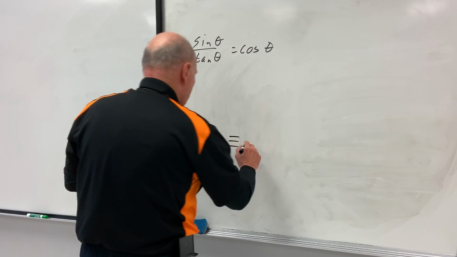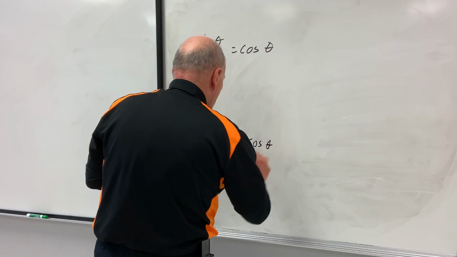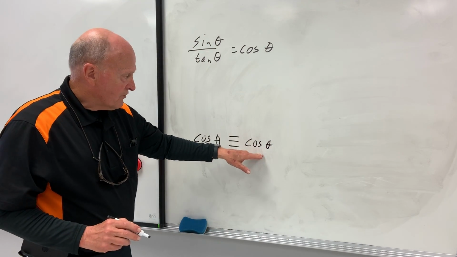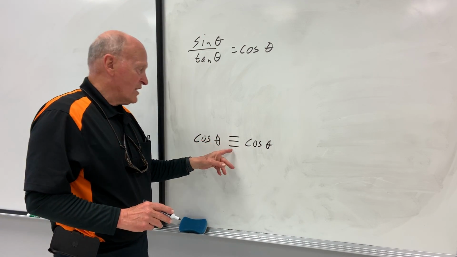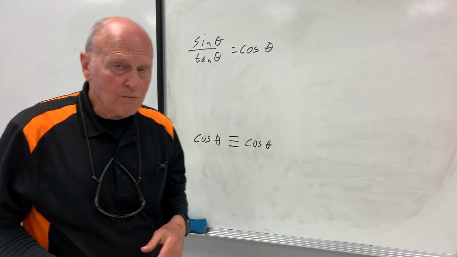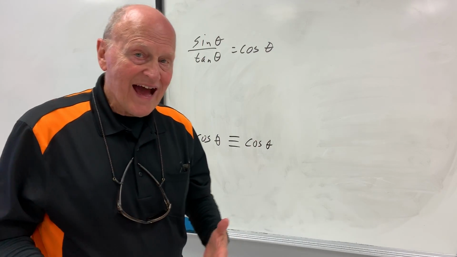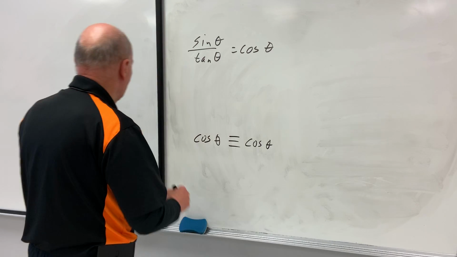My last step is going to be this: cosine theta is equal to cosine theta. And you might ask, well, why are there three little lines? Well, I haven't seen that in the book in many years. However, I like it that way. That's kind of like saying therefore.